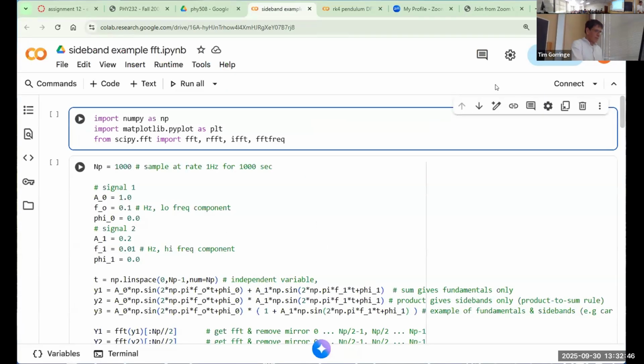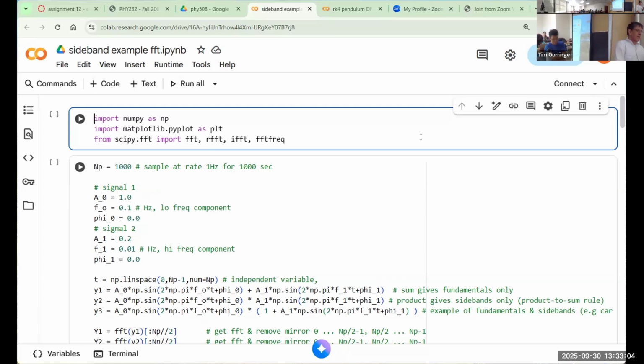Sidebands. I just want to show you, sideband is a term that gets thrown around with frequency distributions. And let me show you what a sideband is. What does that mean?